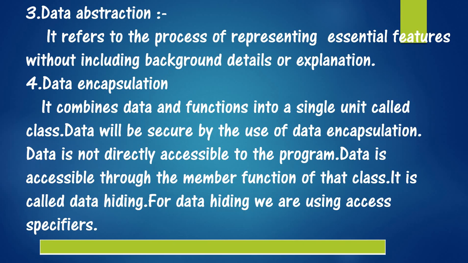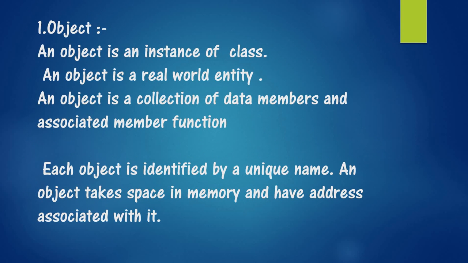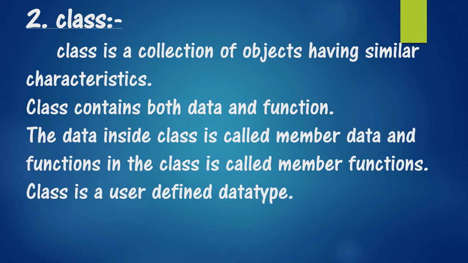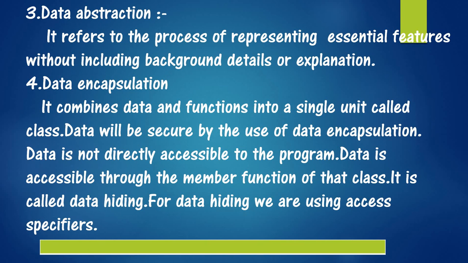Today we considered only these 4 characteristics of OOPS. OOPS means object-oriented programming language. Object means it is an instance of a class, or an object is a real world entity. Class means it is a collection of objects having similar characteristics. Then data abstraction refers to the process of representing essential features without including background details or explanation.